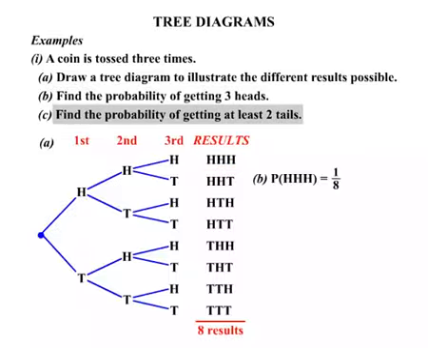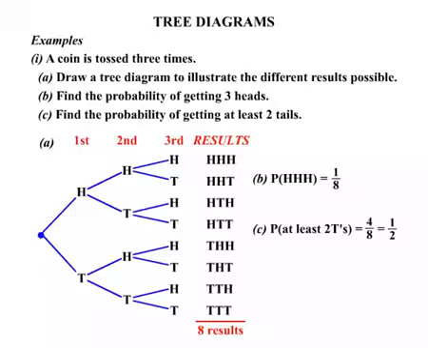What about the probability of getting at least 2 tails? Now, at least 2 tails means 2 tails or more than 2 tails. So let's see where it occurs. There it occurs once. It occurs there again. It occurs there again. All those showing 2 tails, but at least 2 tails would also include getting 3 tails. So it happens 4 times there out of 8. So the probability is 4 over 8. And of course we can simplify that, break it down to 1/2. Excellent.